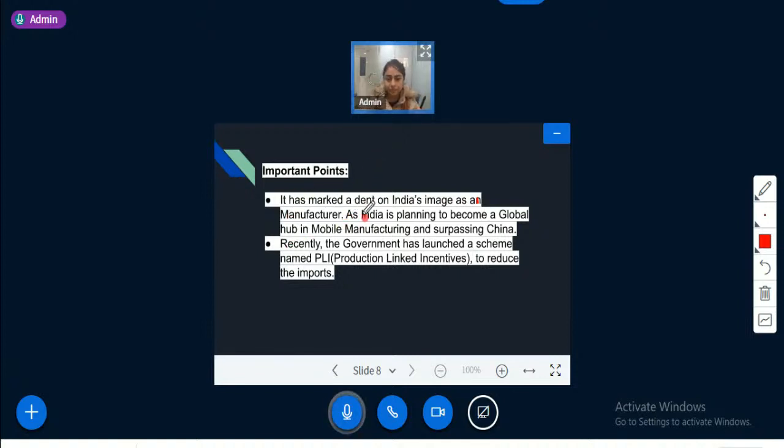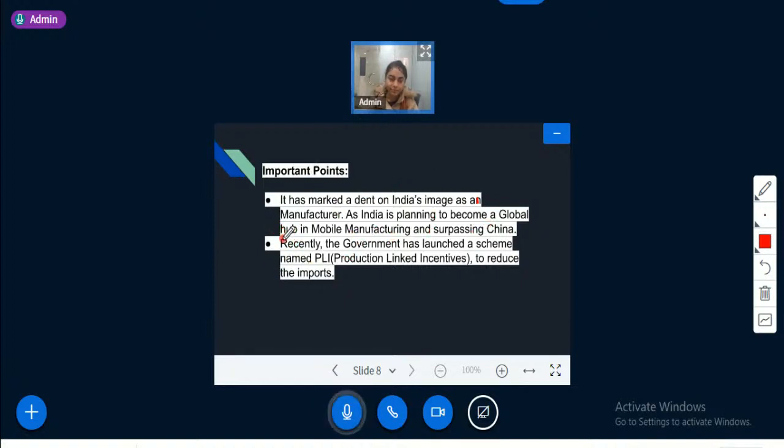But this incident has marked a dent on this particular ambition, as India is planning to become a global hub in mobile manufacturing and surpassing China. That I have mentioned in the beginning only, just making you understand again.